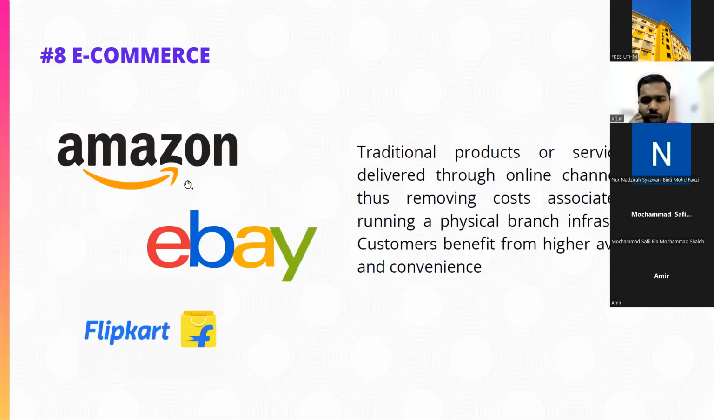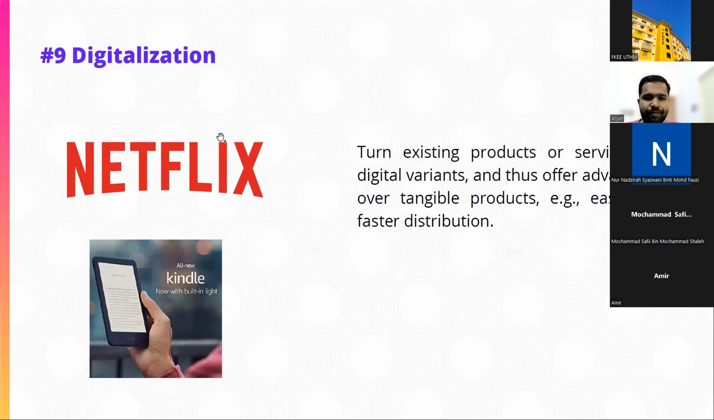And then we all know about e-commerce. We all use Amazon, eBay in today's world. That is one type of business model which eliminates the cost of setting up a physical shop or a physical branch. Without even having any physical branch, e-commerce will help you sell whatever product or service you have to offer to your customers. So that is another type of business model.